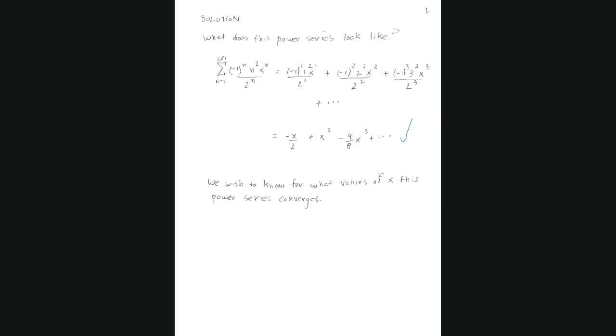When n equals 1, this is your first term. The next term, n equals 2, that's that term. And then when n equals 3, this is the third term. And you simplify those terms and you get this. So we wish to know, and definitely you can see it's not a geometric series, we wish to know for what values of x the power series converges.